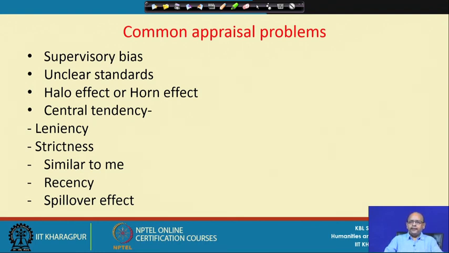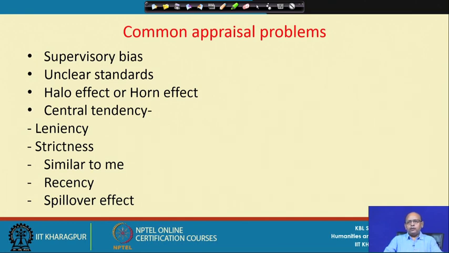Sometimes they become very lenient. So, they give a very good rating. Sometimes they are very strict. So, they give a very bad rating. Sometimes what happens is that if they find that yes, the subordinate is meeting his characteristics, his expectations are similar to us, then you provide a good rating to them. If he is not meeting your temperament, your characteristics, your personality, then you give a bad rating.